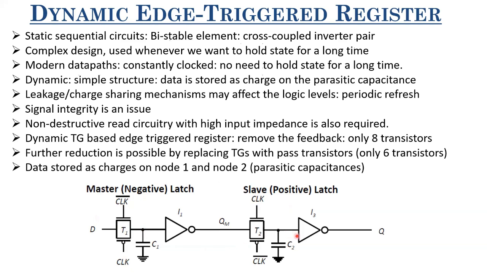And what happens to this portion of the circuit when the clock is 0? This transmission gate is turned off. So whatever value of QM was sampled here in the previous cycle remains here. So this is in hold state. This is in evaluation state or transparent mode. Since it is sampling when clock equals 0, it's a negative latch. Since it's holding when clock equals 0, it's a positive latch.